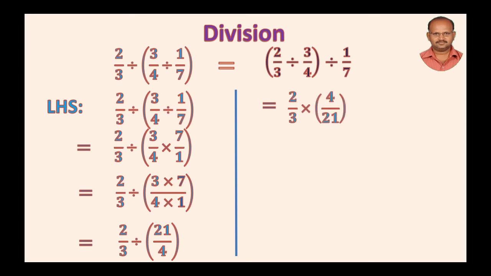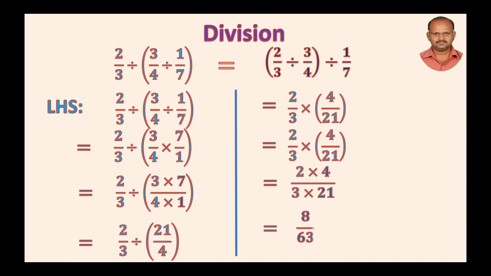4 by 21 is multiplicative inverse of 21 by 4. Then that is equal to 2 by 3 into 4 by 21, product of numerators by product of denominators, 2 into 4 by 3 into 21, that is equal to 8 by 63. Then go to RHS.